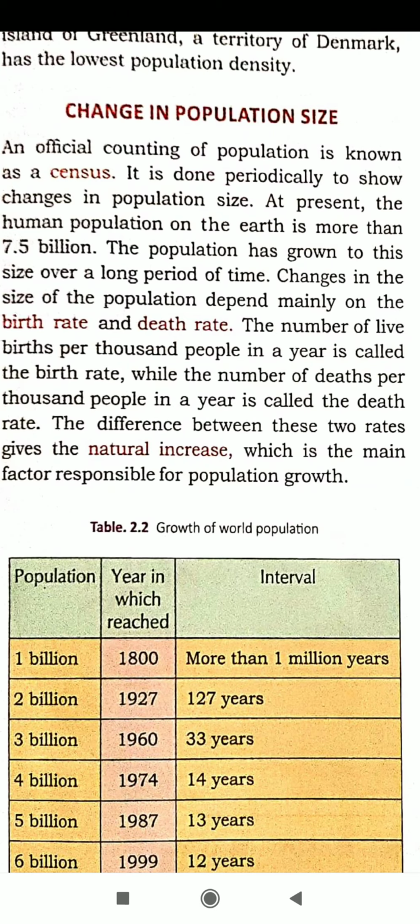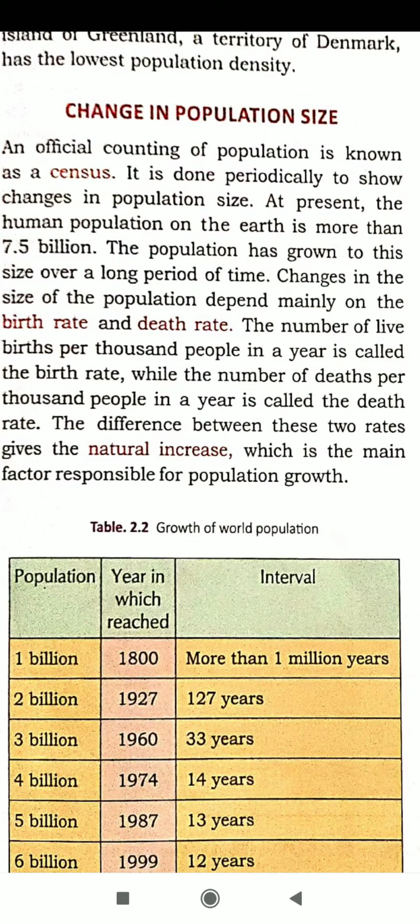Changes in the size of population depend mainly on the birth rate and death rate. The number of live births per thousand people in a year is called birth rate, while the number of deaths per thousand people in a year is called death rate.